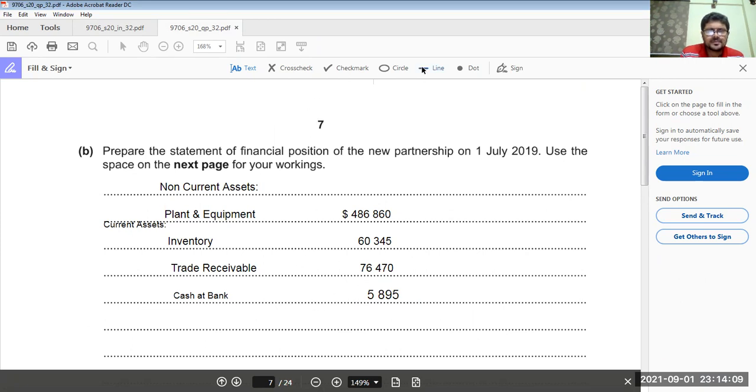Now total assets. What is the amount of total assets? 486,860 plus 60,345 plus 76,470 plus 5,895.